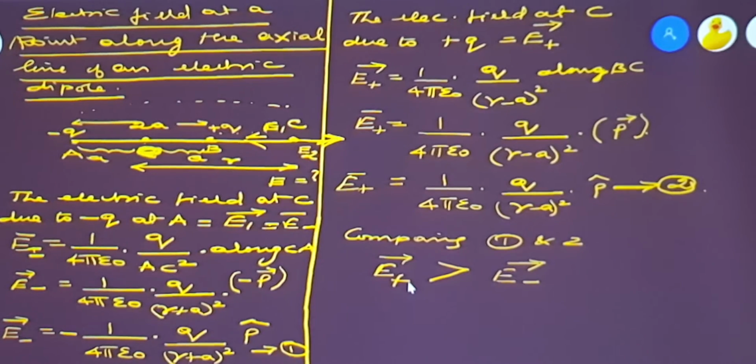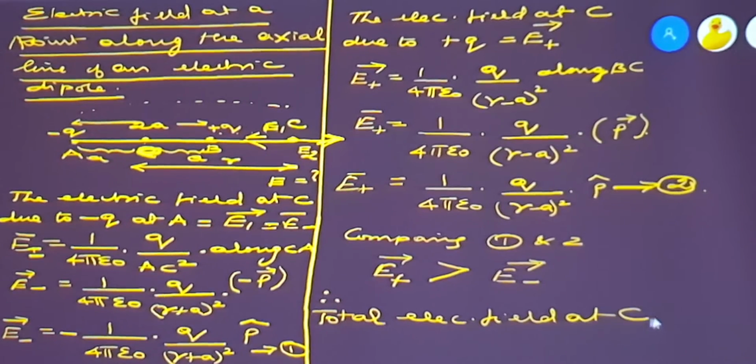Now, how to calculate the total electric field at C? Because two electric fields are acting at point C, what is the net electric field, or what is the total electric field? Therefore, we can state like this: the total electric field at the point C can be got using the superposition principle.